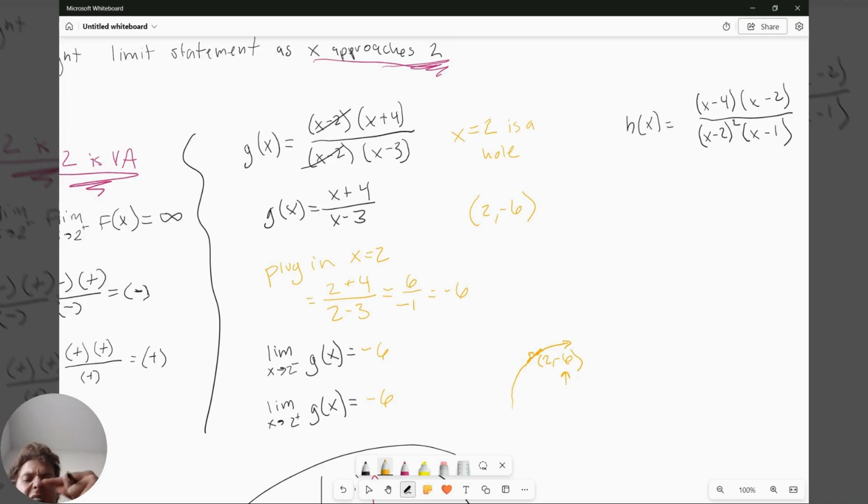And then that exact hole value, you just jump over it. Both sides do approach that spot. Whenever there's a hole, you should get the same value. And again, for the hole, you can find that by plugging in.